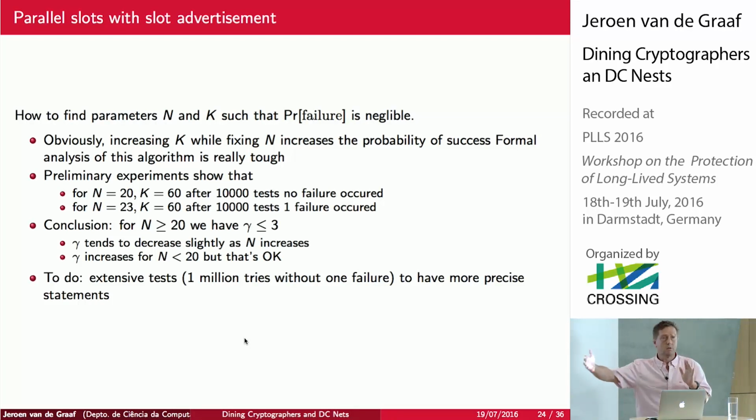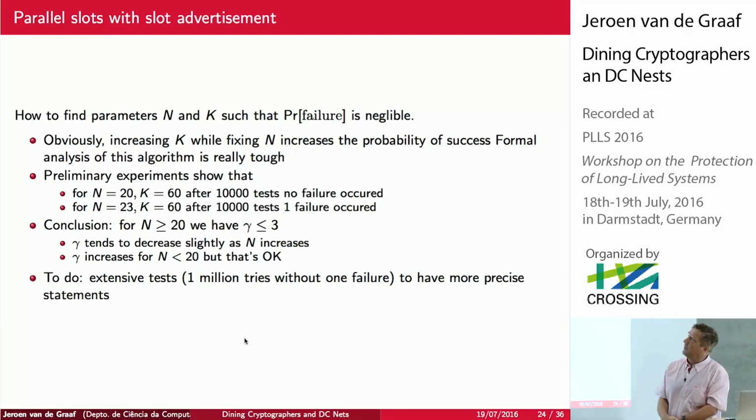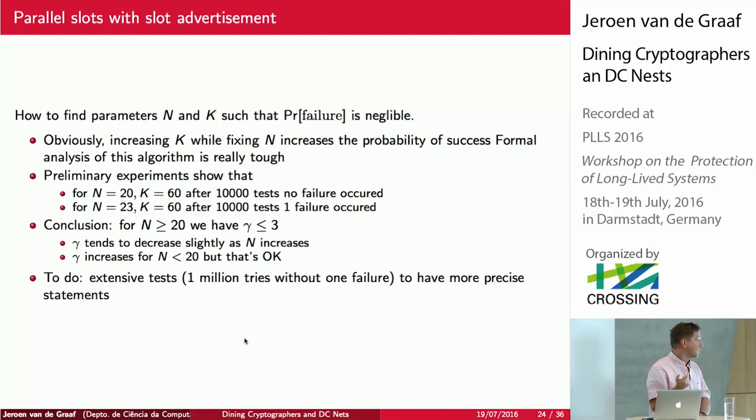Because it's very obvious, if you add the number of slots, then the collision probability will reduce. So in this specific case, after 10,000 tests, where n equals 20 and k equals 60, no failure occurred. So this is very good, because we're paying a factor of 3 to have almost no collisions. Whereas in the other example, the birthday paradox example, it was a factor of 15. So now what we are paying to have no collisions is a factor of 3.